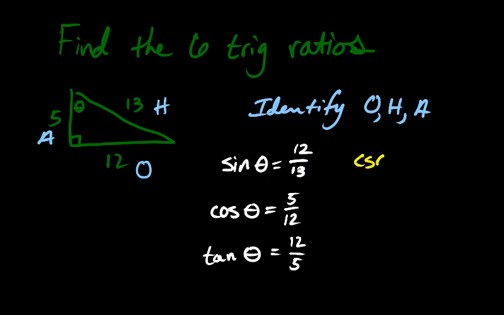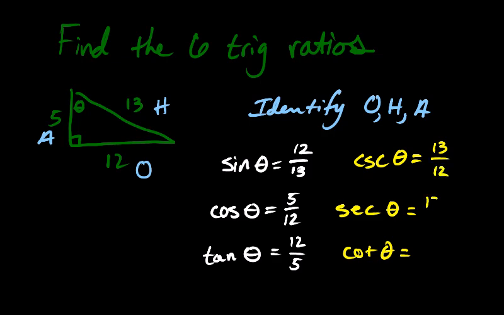So you just have to make sure you do the right ones. Cosecant of theta goes with sine, secant of theta goes with cosine, and cotangent of theta goes with tangent. So you just flip them: 13 over 12, 13 over 5, and 5 over 12.